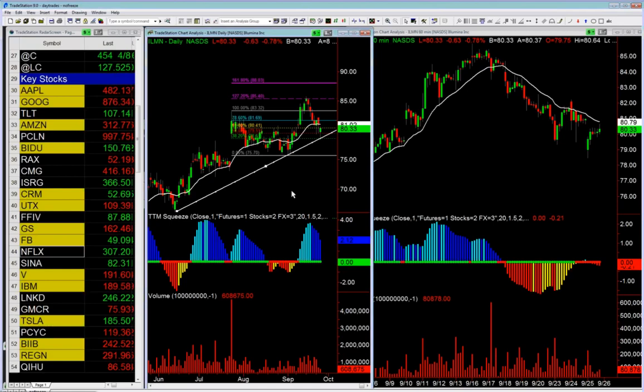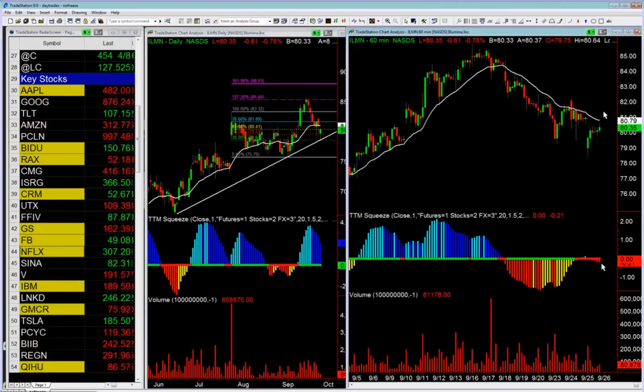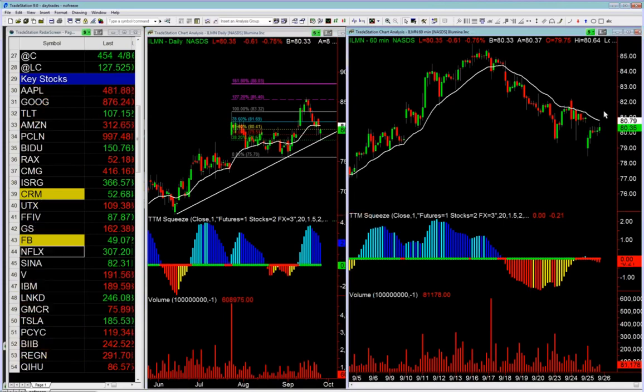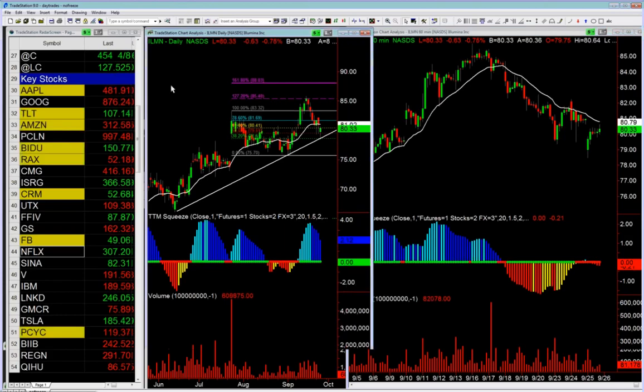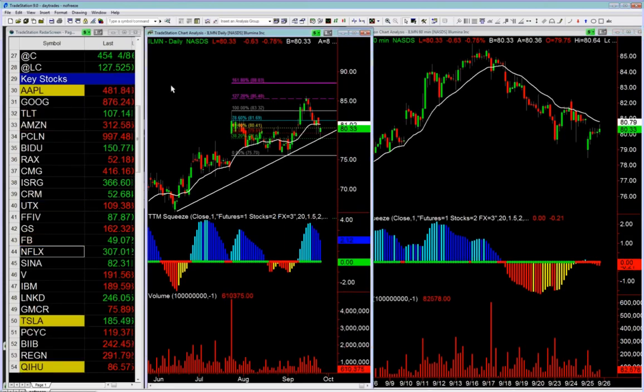Now on the hourly chart, we have a squeeze. I'd like to see this momentum shift so we can see that this downtrend is done. But overall, it looks pretty good. Okay, so let's look at MasterCard.